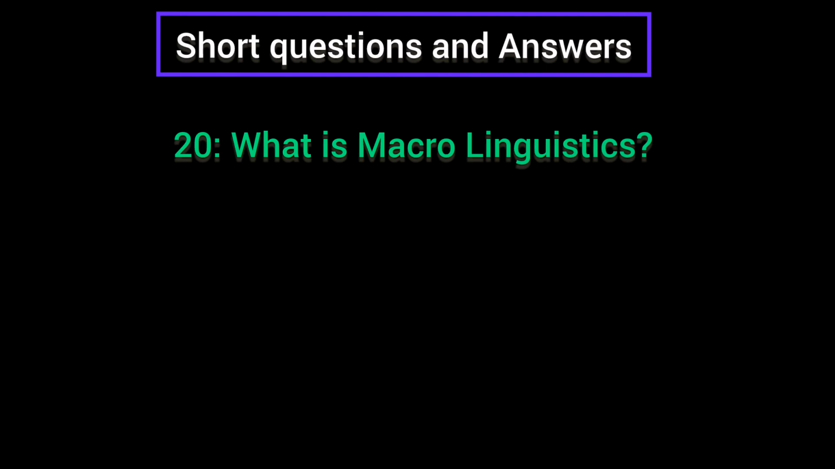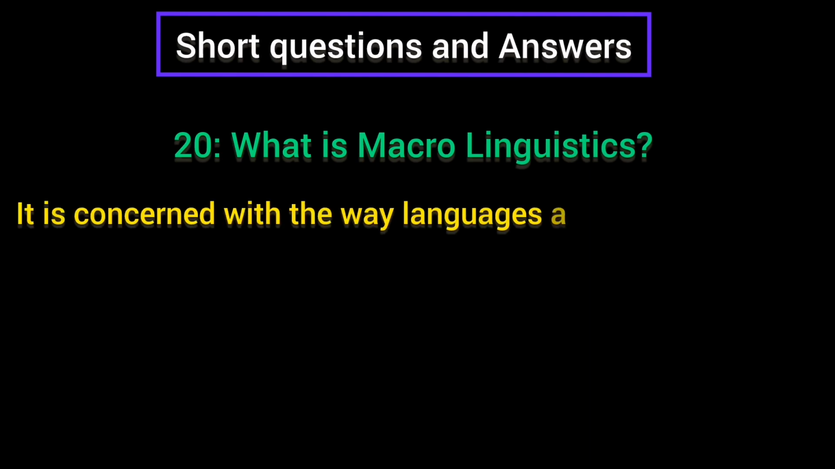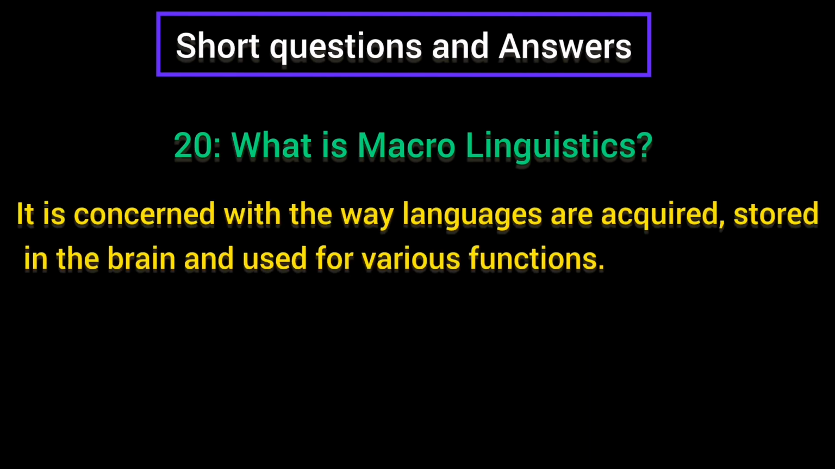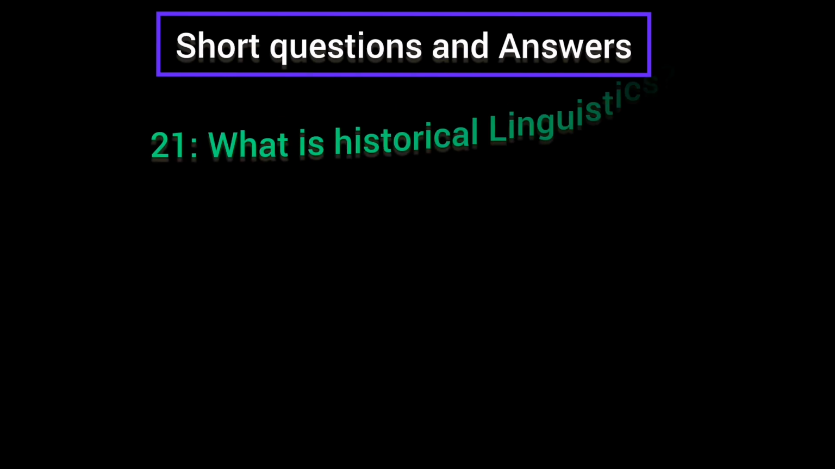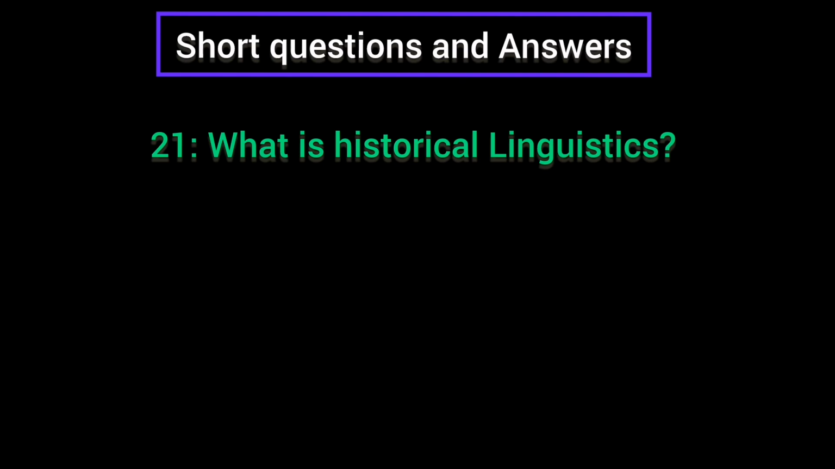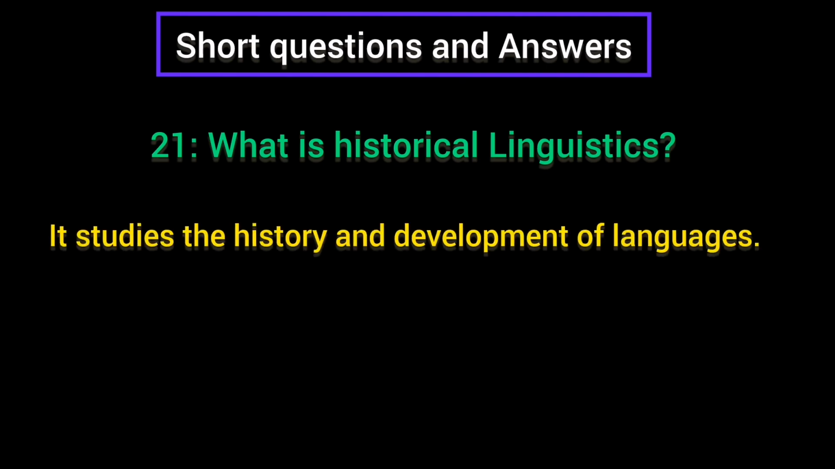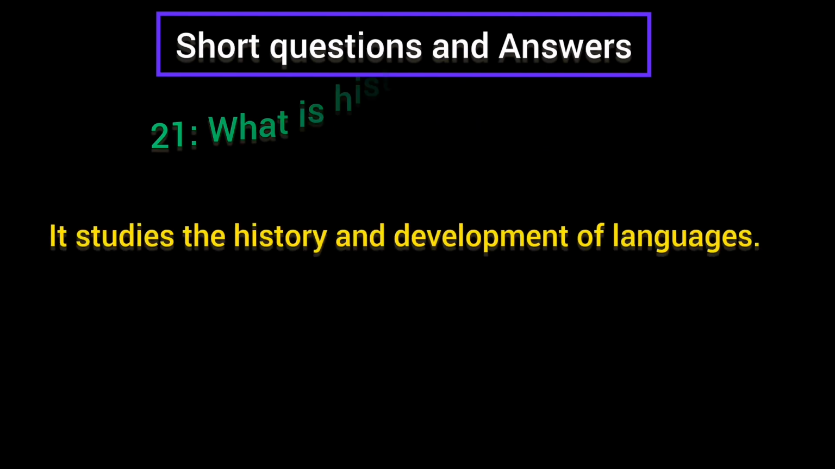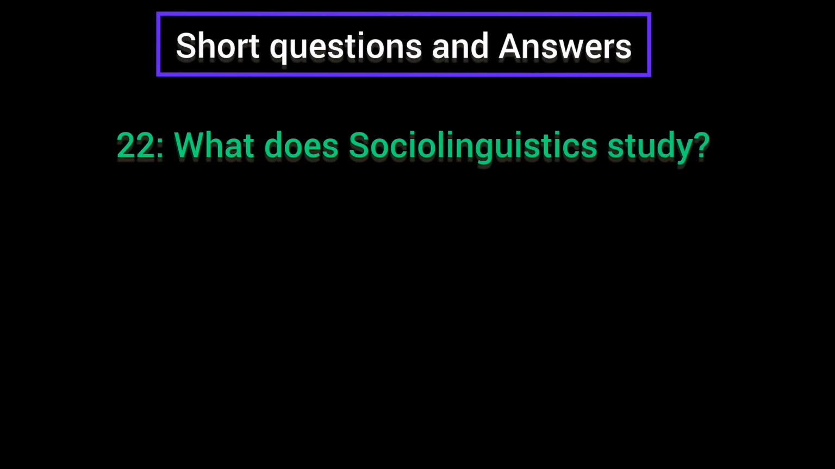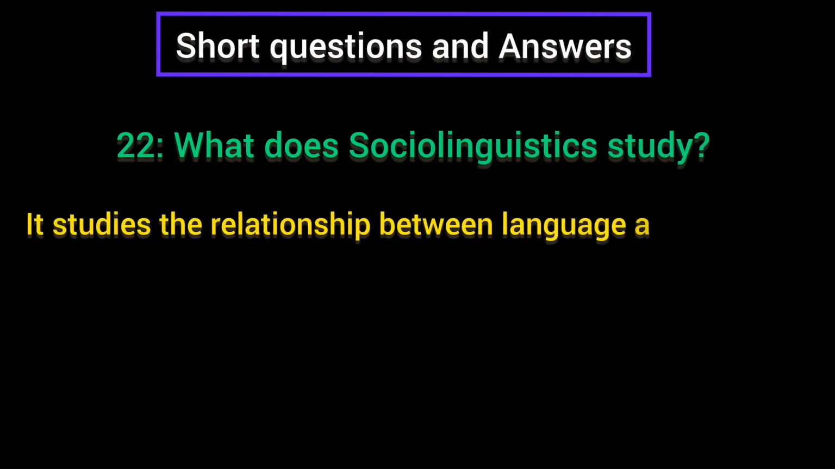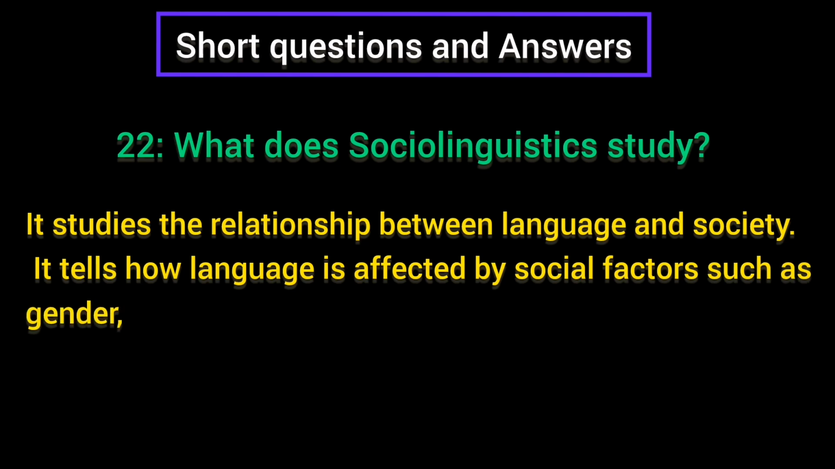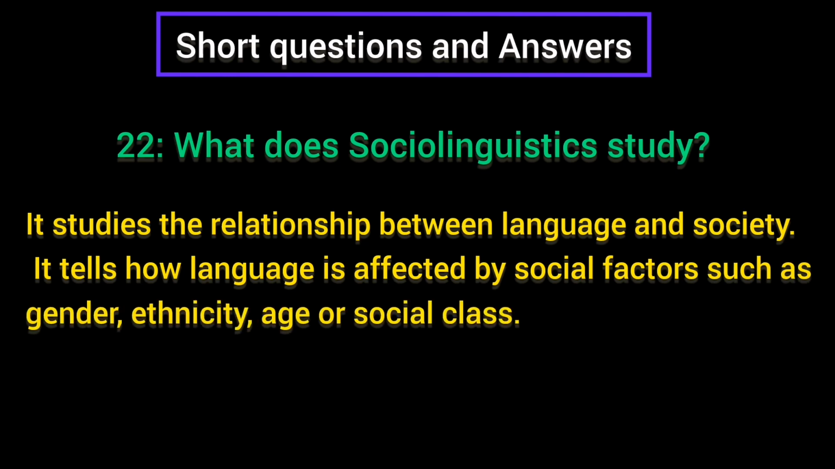What is macrolinguistics? It is concerned with the way languages are acquired, stored in the brain and used for various functions. What is historical linguistics? It studies the history and development of languages. What does sociolinguistics study? It studies the relationship between language and society. It tells how language is affected by social factors such as gender, ethnicity, age, or social class.